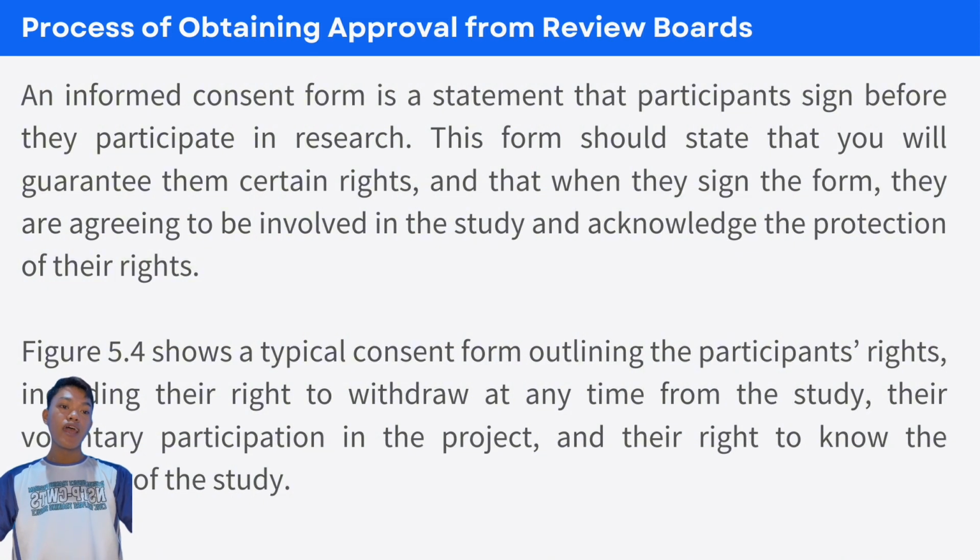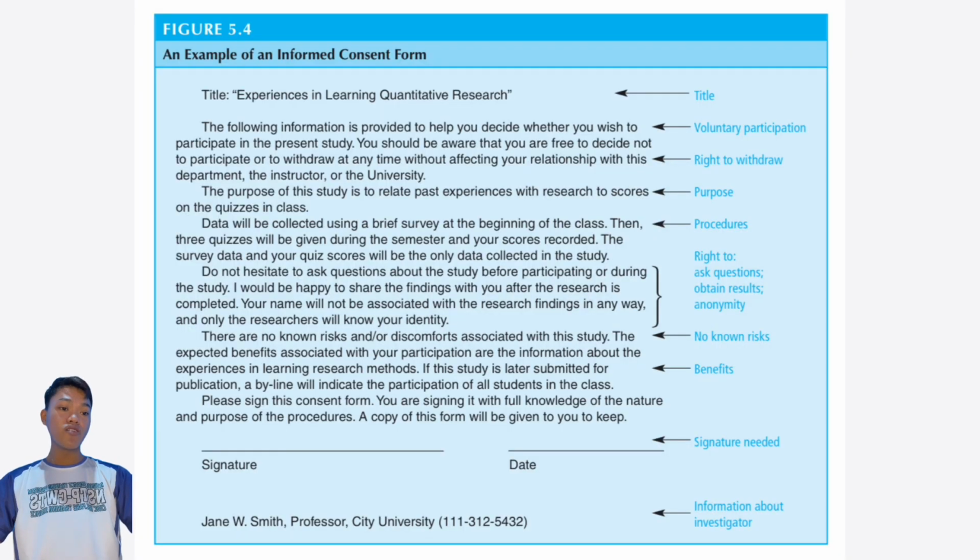An informed consent is a statement that participants sign before they participate in the research. So there is a particular consent letter that the participants should sign before answering your questions or your study. In figure 5.4, this is an example of an informed consent which contains the title, voluntary participation, right to withdraw, purpose, procedures, right to ask questions, no risk, benefits, signature, and information about the investigator.